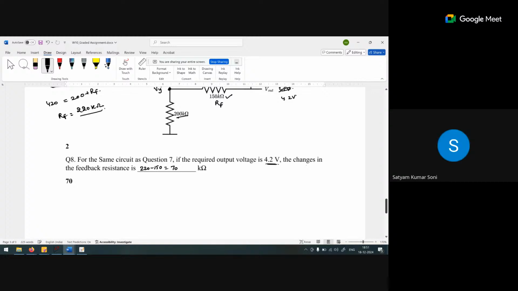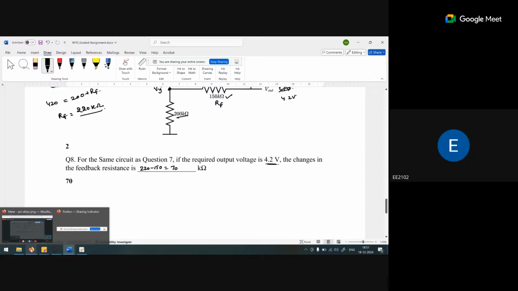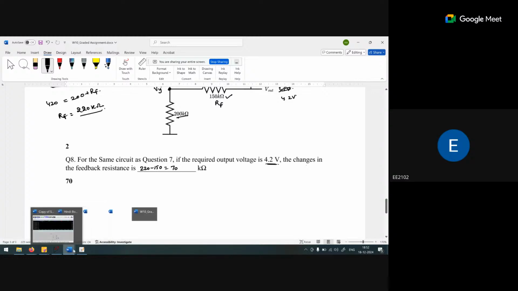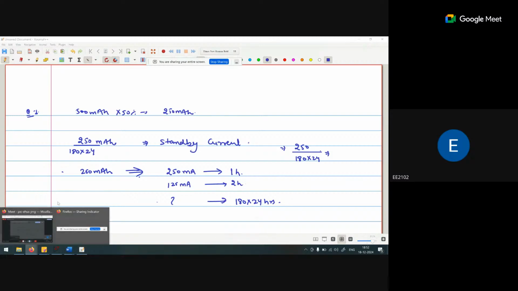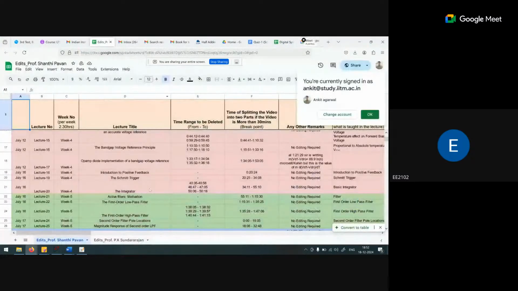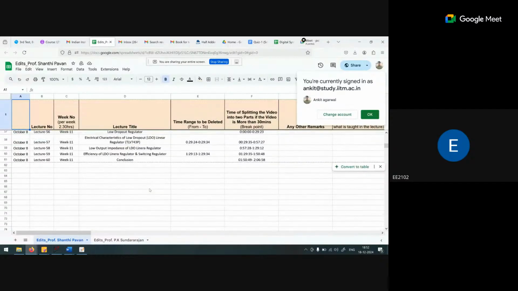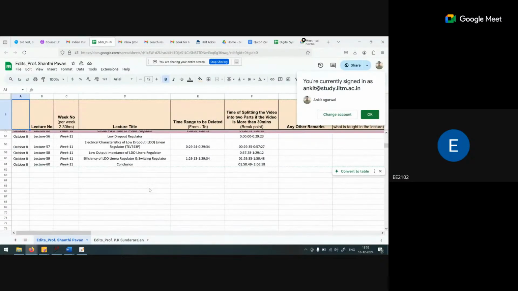Sir, could you go through the content of week 11? Briefly tell me, what particularly is the content in week 11? Okay: low dropout regulator, then linear regulator, then switching regulator, and efficiency in the switching regulator.